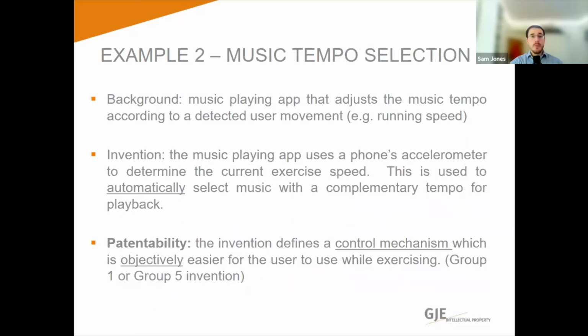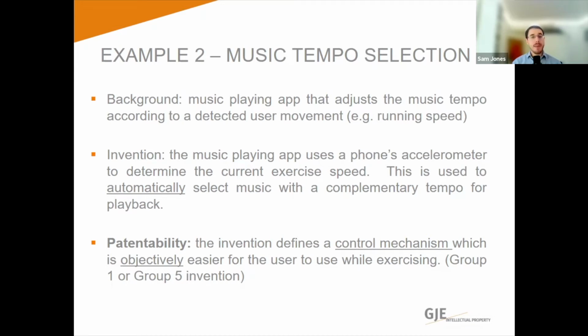Okay, so if we move on to the second example, this is music tempo selection. And the background to this is a music playing app that adjusts the music tempo according to a detected user movement, for example, their running speed. And the way the invention does this is that the music playing app uses a phone's accelerometer to determine the current exercise speed. And this information is then used to automatically select music with a complementary tempo for playback. So you can kind of imagine a music playing app where you're jogging with it in your pocket, it's detecting your speed and it's selecting for you music that matches your current running speed.